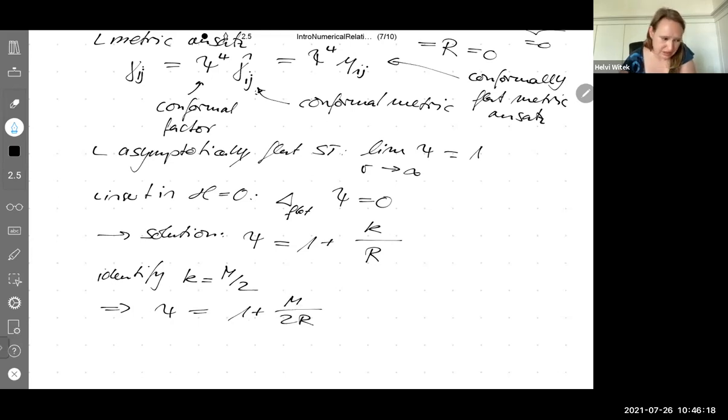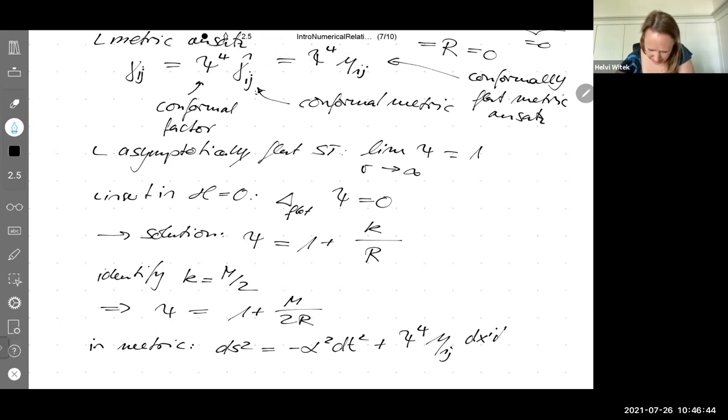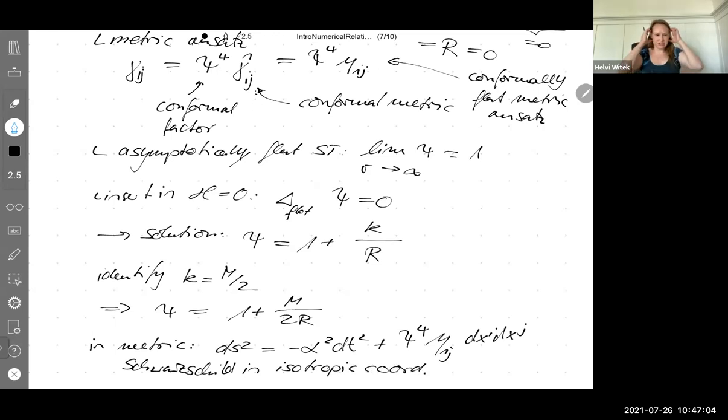Now let's write this down in the metric. We find that our metric is given by minus alpha squared dt squared, where alpha is the lapse. The shift in this spacetime is zero, plus psi to the four times the flat spatial metric dx^i dx^j. If we look at our textbooks, we will see that this is nothing else but the Schwarzschild metric in isotropic coordinates. And this is the first type of initial condition that we can have.